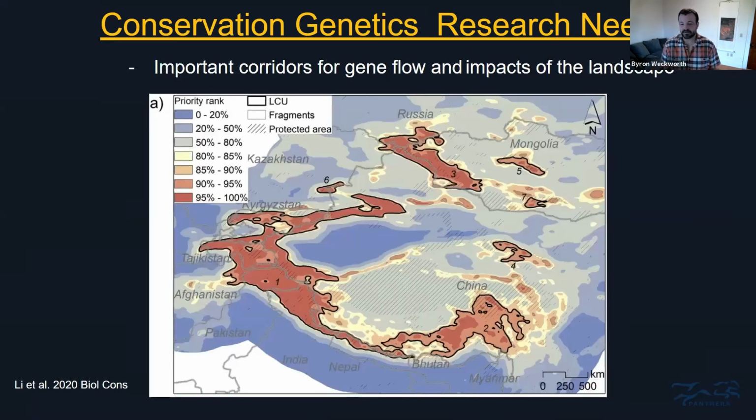Again, considering, at this coarse scale, gene flow and connectivity across the range. This is from a paper earlier this year defining priority regions for snow leopards. The areas in red are those deemed to be really high quality, really good core snow leopard habitat. And we can see how those are distributed across the range.